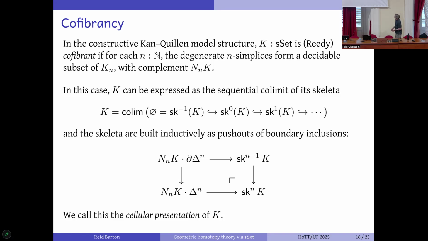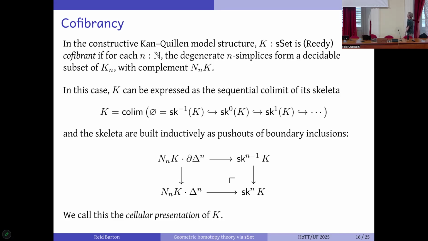So this is just the definition from the constructive version of the Kan-Quillen model structure of simplicial sets. In the classical version, this condition is automatic because there's some notion of a degenerate n-simplex of a simplicial set. And the condition is that they form a decidable subset of all the n-simplices of my simplicial set K. And when they do, I'm going to write N_n K, and the capital N stands for non-degenerate for that complement. So those are the non-degenerate simplices of K.